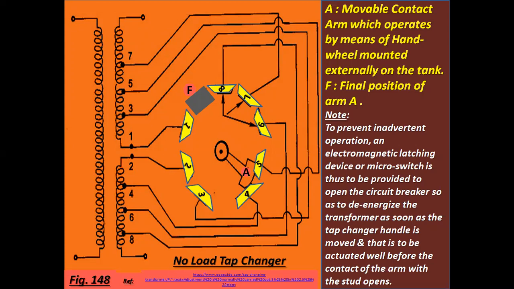Note, to prevent inadvertent operation, an electromagnetic latching device or micro switch is to be provided to open the circuit breaker so as to de-energize the transformer as soon as the tap changer handle is moved, and that is to be actuated well before the contact of the arm with the stud opens.